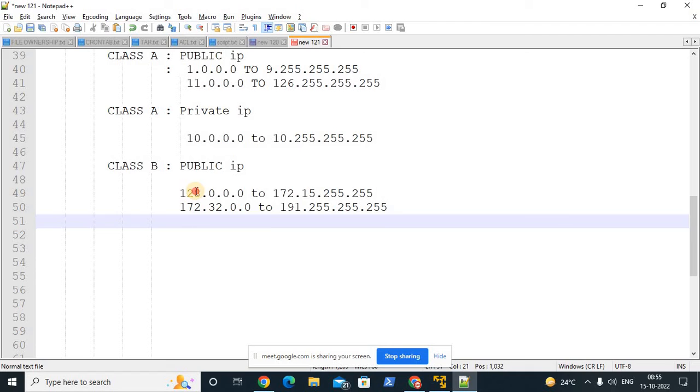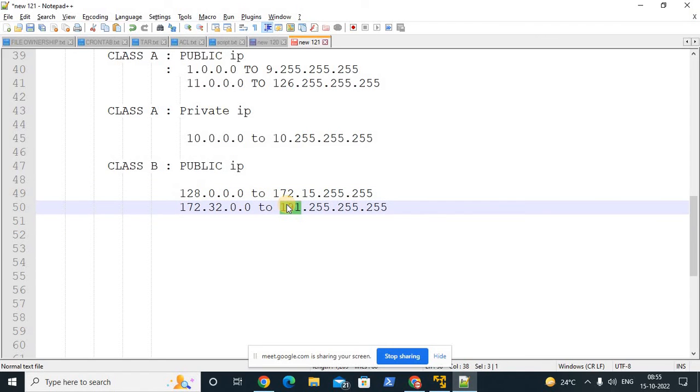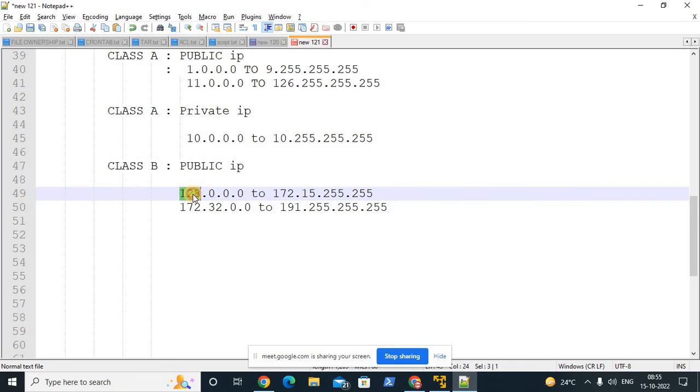See, the number starting with 128 and the number ending with 191 will be treated as a class B IP address. Number starting with 128, the number ending with 191. But in this, if we get the public IP, we can easily get the private one.